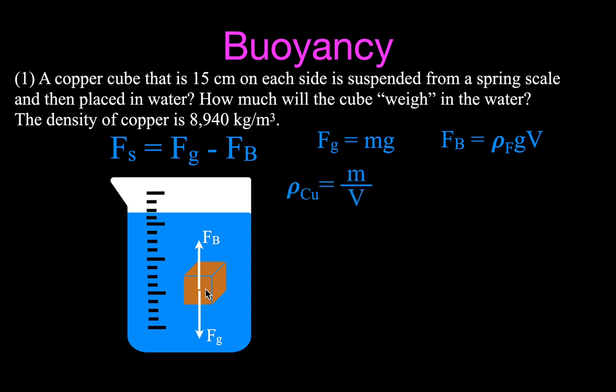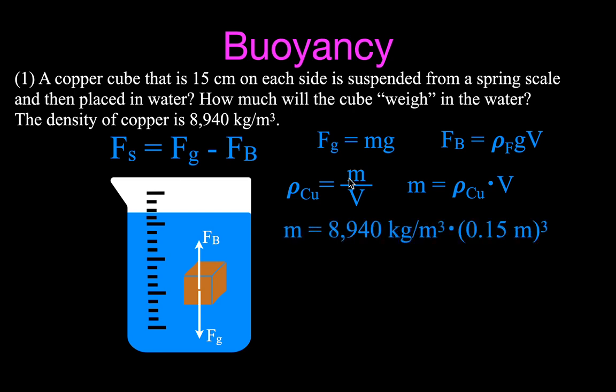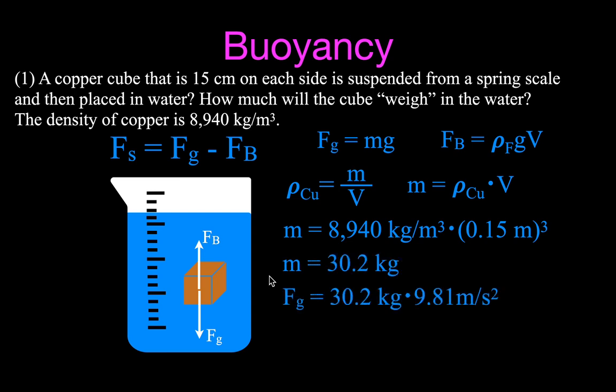Now, for the weight of the object, we need to get the mass. I gave you the density and the volume, so you can get the mass from the density equation, which says that the density of copper is equal to the mass divided by the volume. We can rearrange that: the mass is equal to the density times the volume. If we plug the values in, we get that the mass is 8,940 kilograms per cubic meter times, and we got to convert this into meters because this is centimeters, 0.15 meters. We cube that, and we get that the mass of that cube is going to be 30.2 kilograms. And now to get the weight, it's 30.2 times 9.81 from this equation right here.